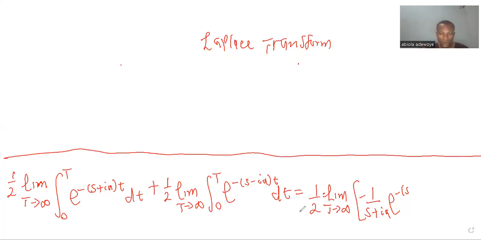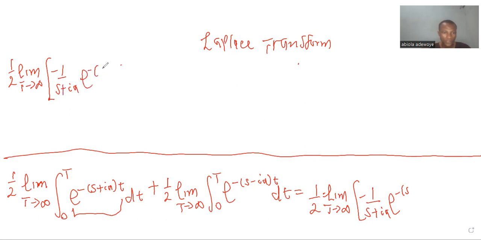So what does that mean? Don't forget, we have 1/2 here. So when you integrate this, I'm going to have 1/2 limit as t tends to infinity, yes. We have minus 1/2 times 1 over s plus ia, exponential minus s plus ia, then t, where our value of integral runs from 0 to t. Don't forget t tends to infinity. Also plus this.